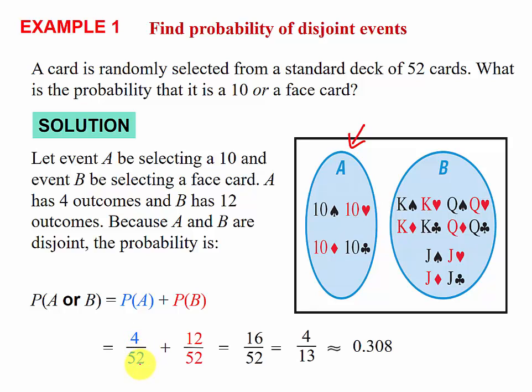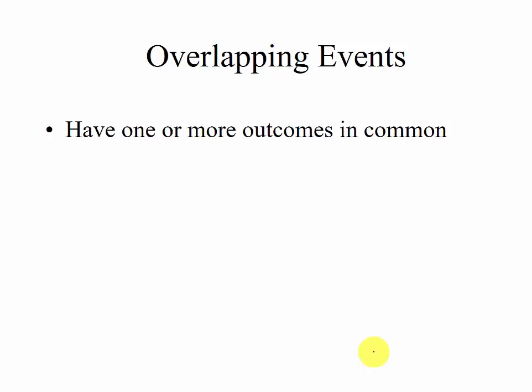So 4 out of the 52 cards is event A, 12 out of the 52 cards is event B. We add the numerators and simplify, so the probability of choosing a 10 or a face card is 0.308. Now in some cases we can actually have overlapping events, and that means that we have one or more outcomes in common. So let's say that our example is event A is the probability of a brunette, and event B is the probability of blue eyes.